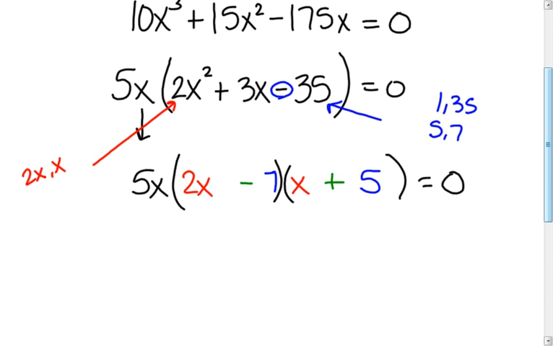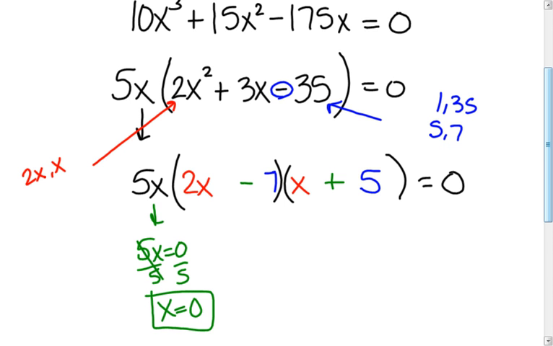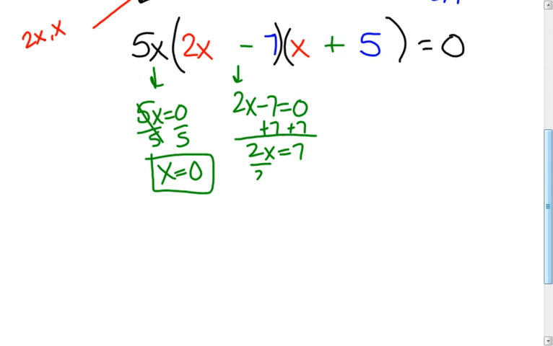Okay, so now I factored it, and now you need to set each part equal to 0. So, here I'm going to set 5x equals 0, and there is a variable, so I do need to figure out what x has to be to make that be 0. You can't just cross it off, so I will divide by 5, but 0 divided by anything is still 0. Okay, this parentheses, 2x minus 7 equals 0, I will add 7, and then divide by 2, and x will be 7 halves.